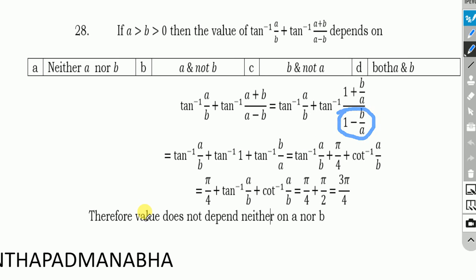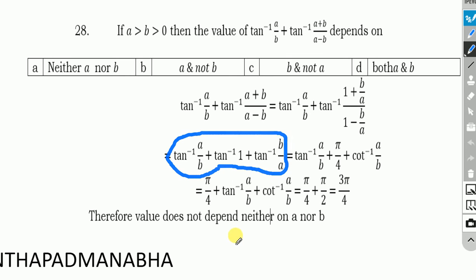Now the second term is in the form of tan inverse of (x plus y) by (1 minus xy), which is nothing but tan inverse of x plus tan inverse of y. Here x is 1, so I have tan inverse of 1 plus tan inverse of b by a. So tan inverse of a by b plus tan inverse of 1 plus tan inverse of b by a is equal to tan inverse of a by b as it is.